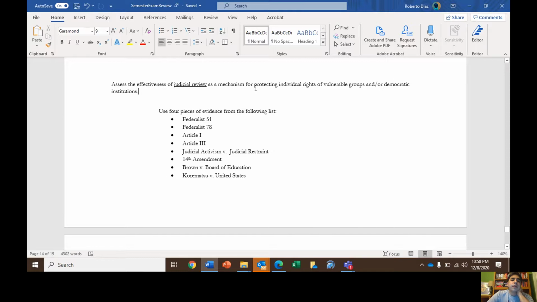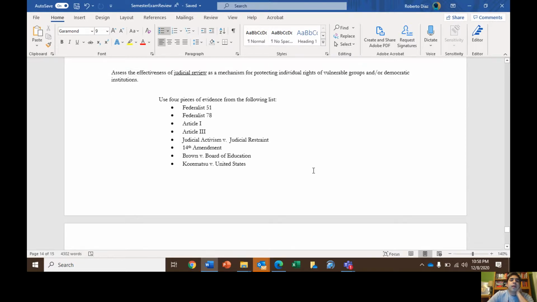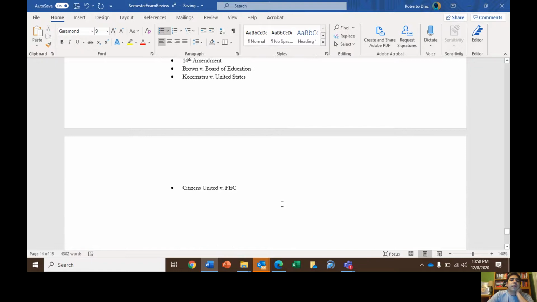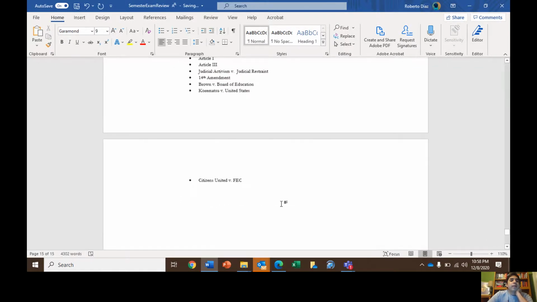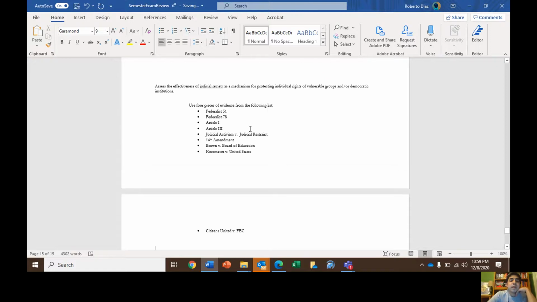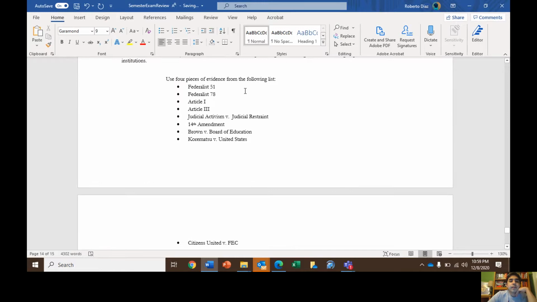But for the purposes of this essay, we're just going to focus on judicial review as a mechanism for protecting the individual rights of vulnerable groups, so protecting individual rights of people that have historically faced racial discrimination, all sorts of stuff. And so I tell you that you can use 4 pieces of evidence from the following list.